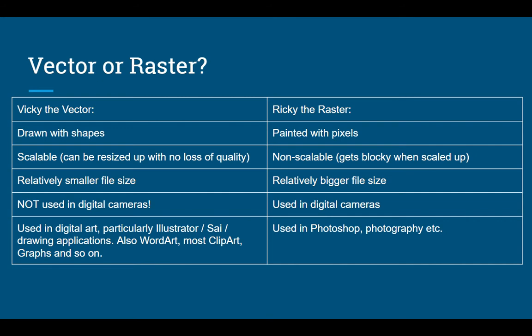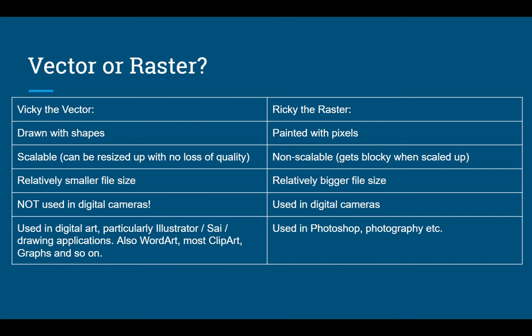And because they are drawn with shapes, they are scalable. They can be made bigger or smaller with no loss in quality. Relatively smaller file sizes. Programs that use vector graphics include things like InDesign, Illustrator, Paint Tool SAI, WordArt, ClipArt, Adobe Animate. And one thing that doesn't use vectors is a digital camera or a video camera.